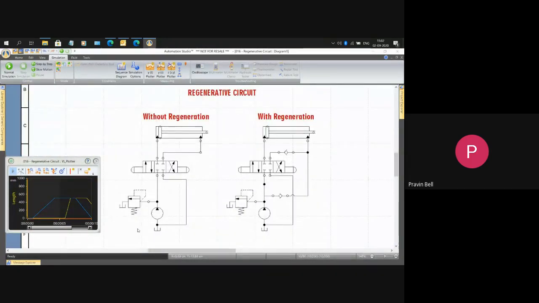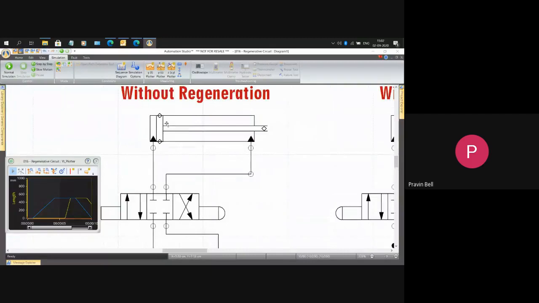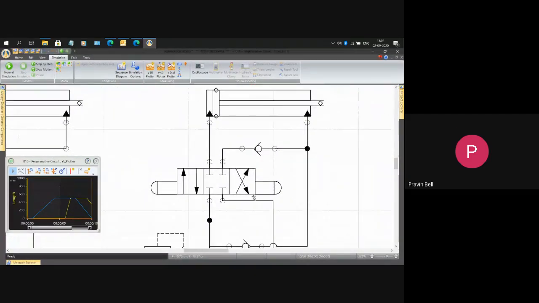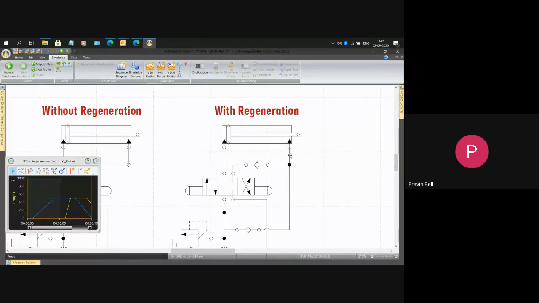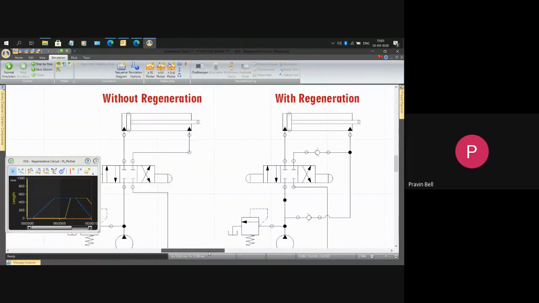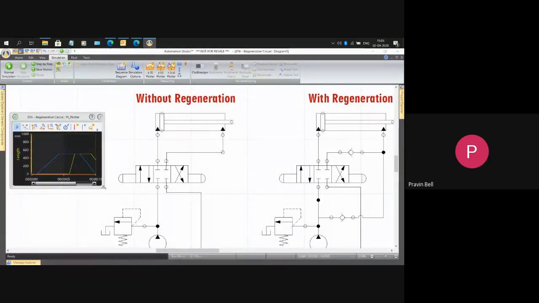You cannot do this on a trainer kit. These experiments are impossible. So if you see this first circuit without regeneration, okay, and the second one with regeneration. In regeneration, what you do is you take the fluid from the output and send it back, with and without regeneration.